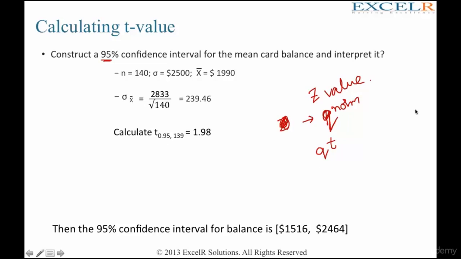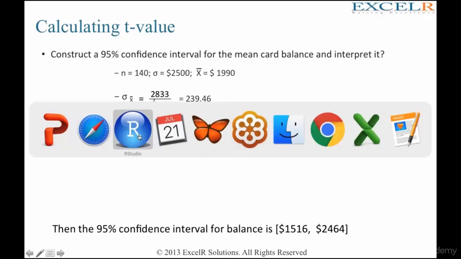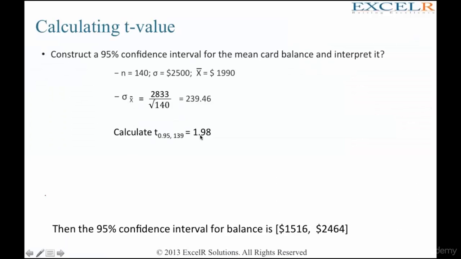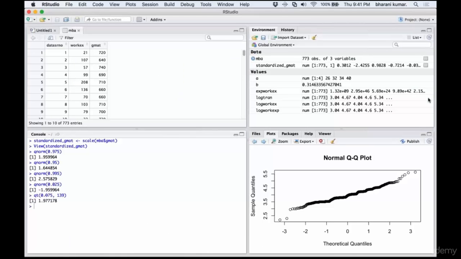Let us try to solve that. So 0.95 and 139. So it's qt basically. qt of 0.975 comma 139 is going to give you 1.98, and that is exactly what we have got. But if a few of y'all are wondering why is it 0.975 and why is it 139, it is t 1 minus alpha, n minus 1. So n minus 1 is 139, 1 minus alpha is 95%.